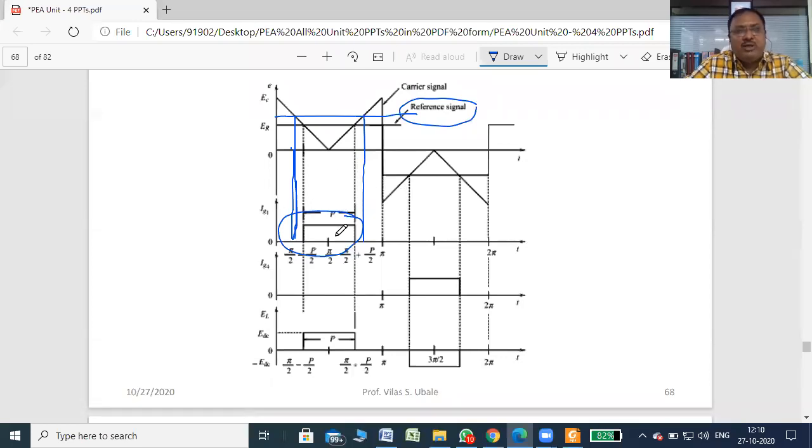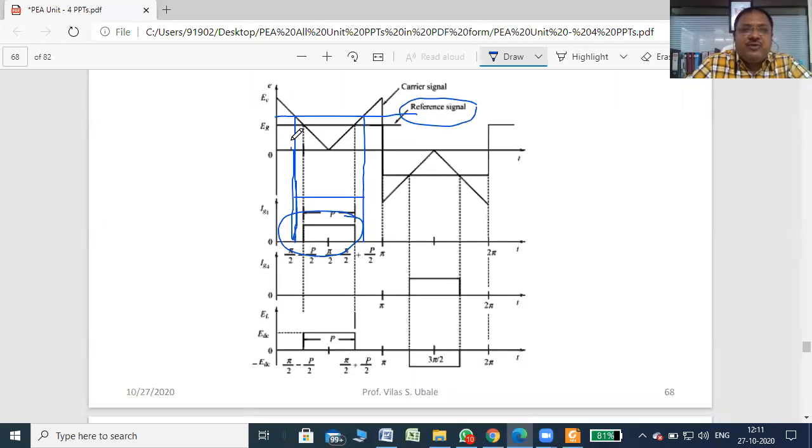width of a gate pulse. If the gate pulse is of variable width, definitely as long as your gate pulse is applied, that long the switch is on, right? So whatever duration your switch is on, that much time your output voltage is present. So definitely the average AC voltage of the inverter increases.